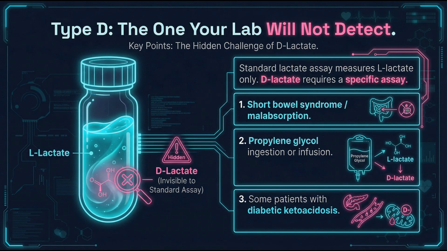You should suspect this in 3 specific clinical settings: short bowel syndrome or gastric bypass, where unabsorbed carbohydrates reach the colon; propylene glycol toxicity, as it metabolizes to both D and L-lactate; and diabetic ketoacidosis, where methylglyoxal metabolism produces D-lactate. And remember those DKA patients we just discussed. In 2011, researchers specifically measured D-lactate in DKA and found it was significantly elevated through methylglyoxal metabolism, contributing to the anion gap. So a DKA patient with persistent acidosis and a normal standard lactate may still have a D-lactate problem.